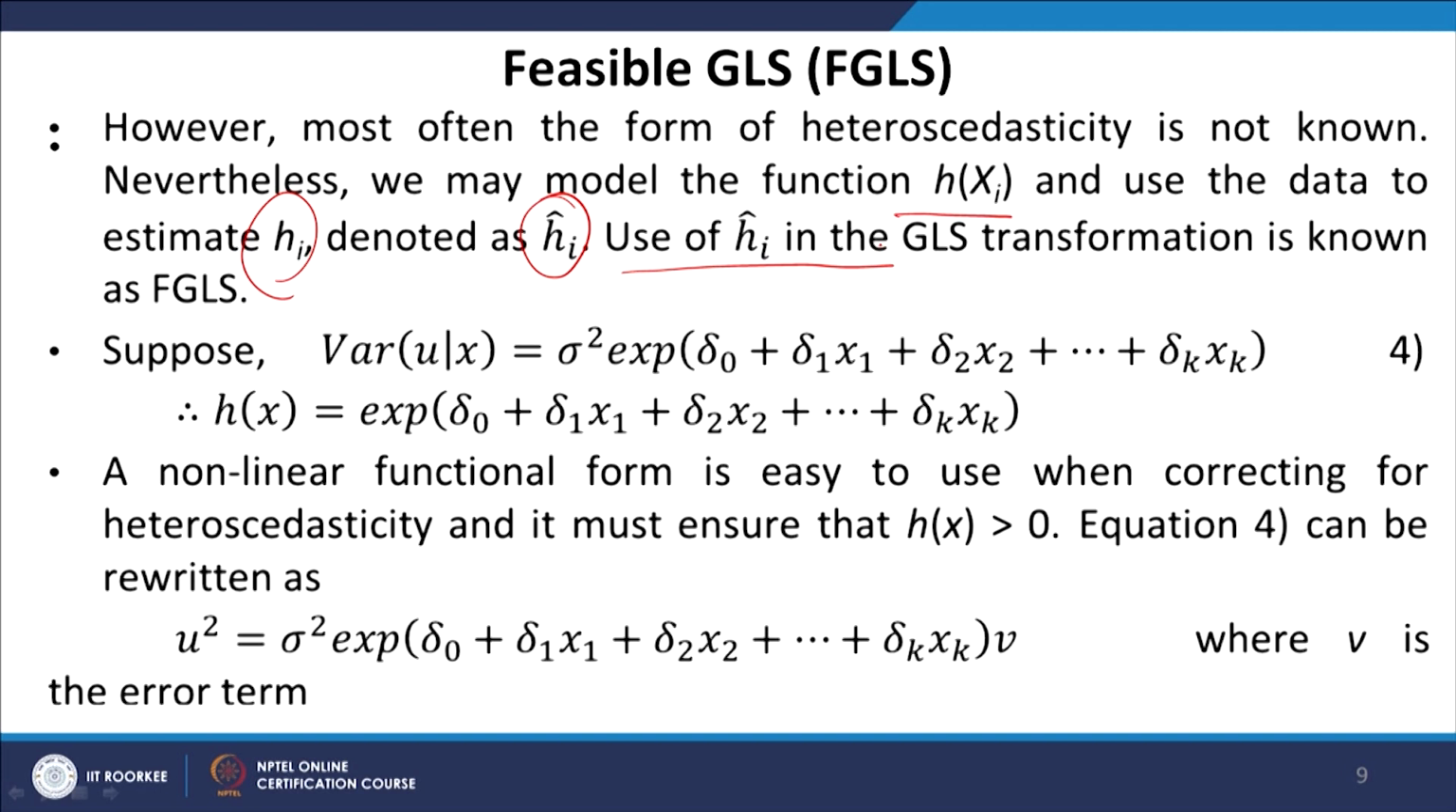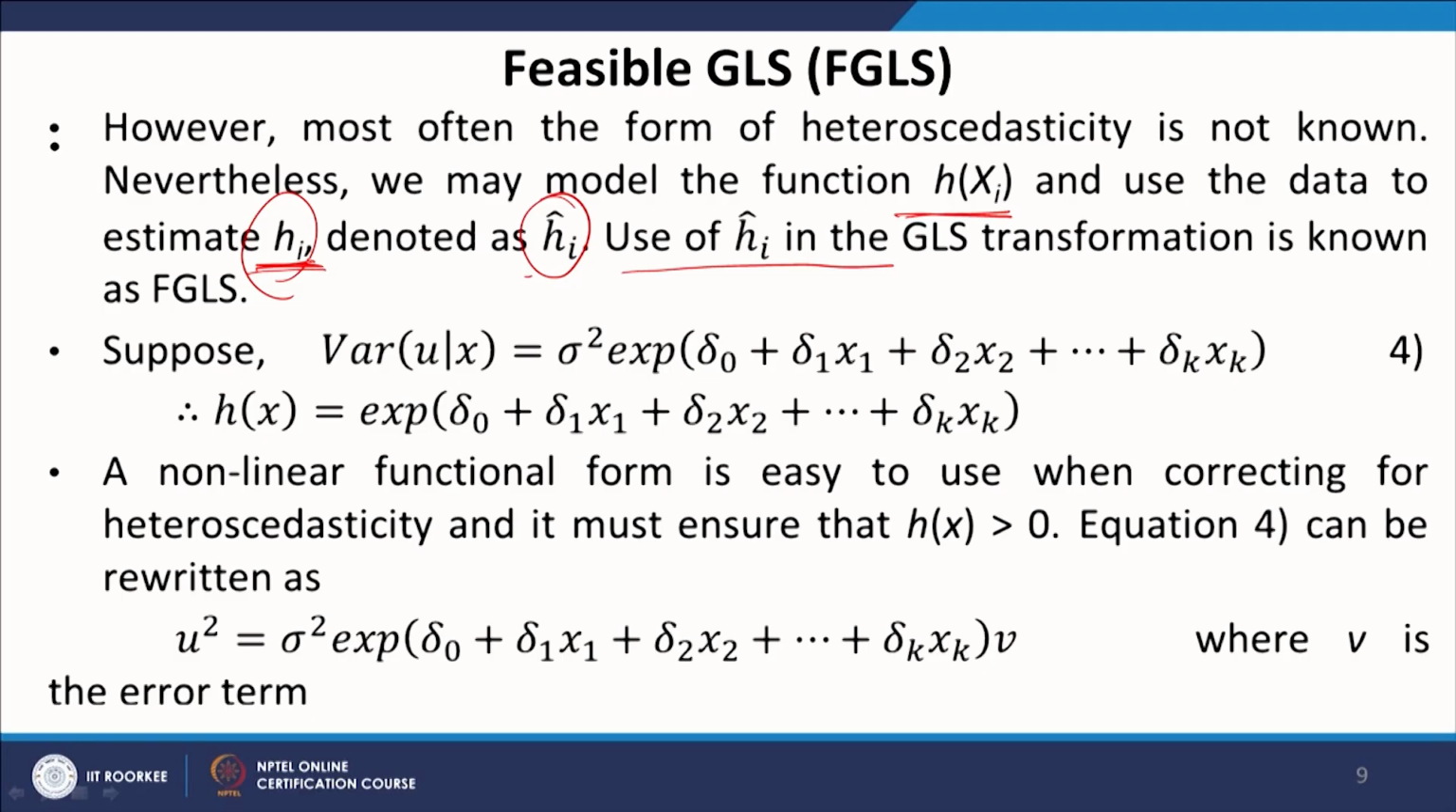So, what exactly we are trying to do here is hypothesize the functional form of the relationship between the independent variables and the error variance, given by h(xi) or hi. On the basis of that hypothesized relationship, we try to find out whether such a relationship actually exists, and if it does, then we incorporate it. So, feasible GLS goes one step further and first tries to estimate the relationship between the error variance and the independent variables. Suppose the variance of u given x is given as this.